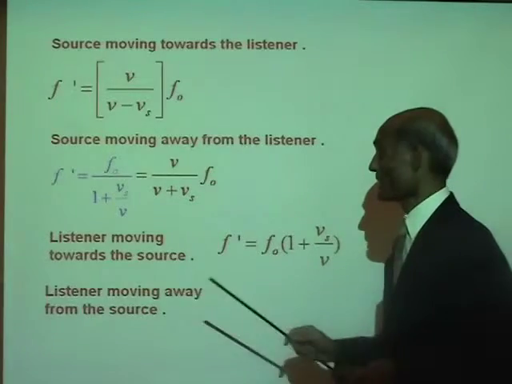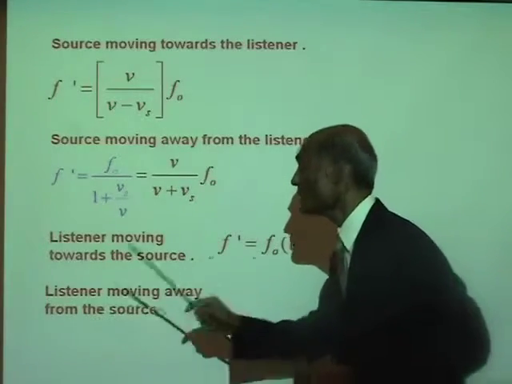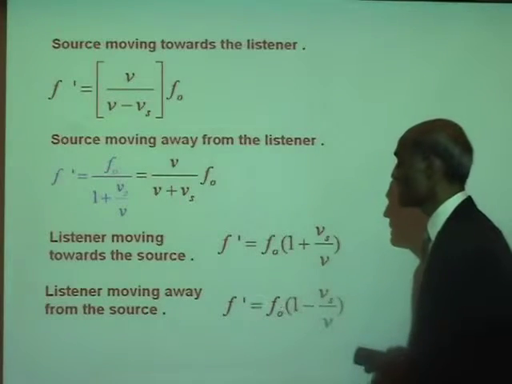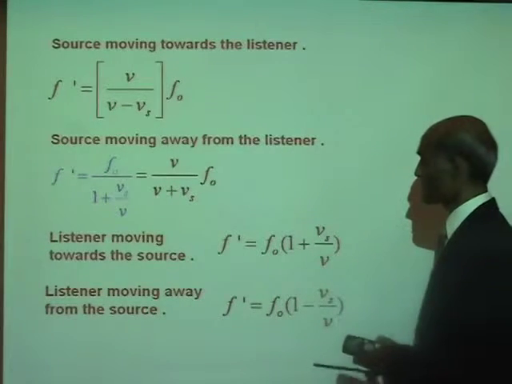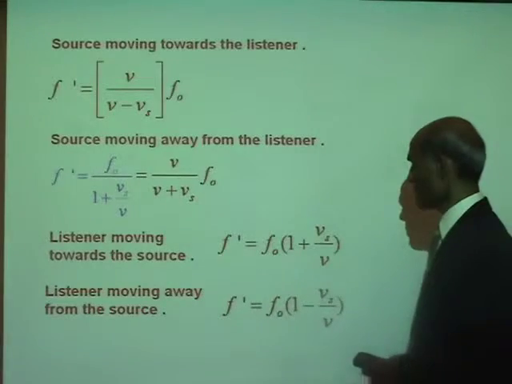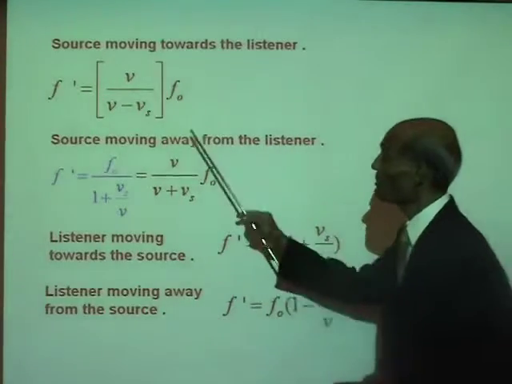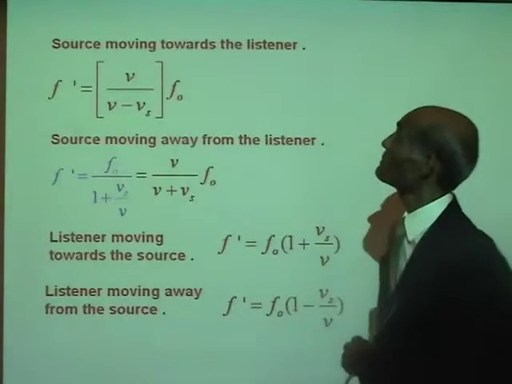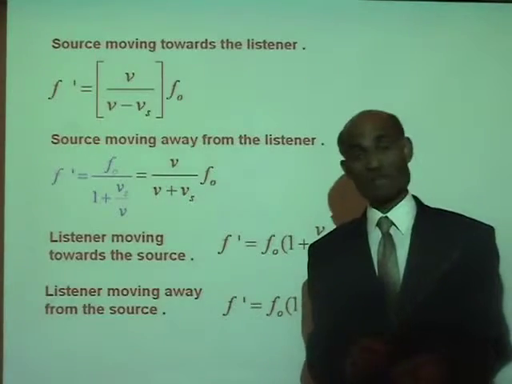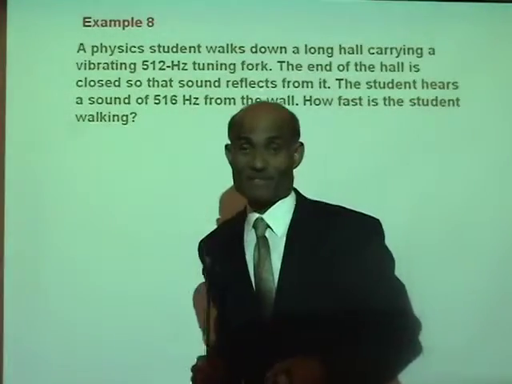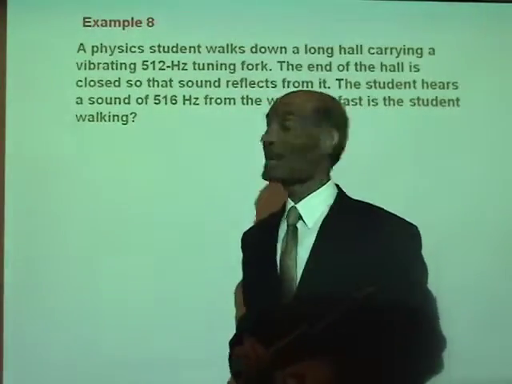And one more, listener moving away from the source. The frequency as the listener hears it is F prime equals F0 times 1 minus Vs over V. So make a note of these formulae as we do one more problem. Alright, let's go. Example 8. We have done example 7 in the last class.